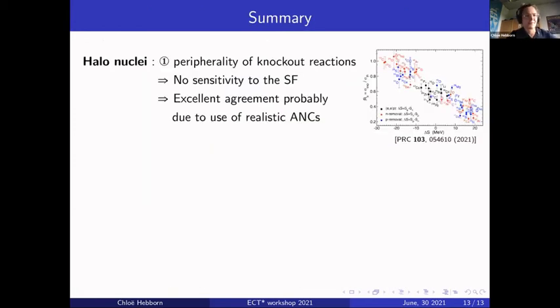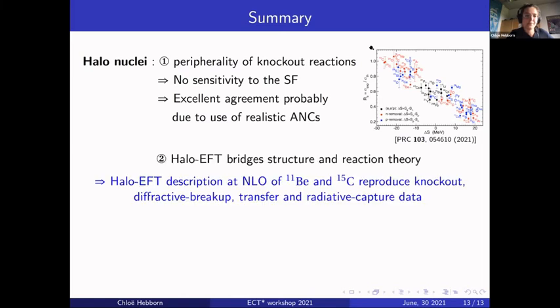So to summarize, the first part of this talk was focused on halo nuclei. I hope I convinced you that knockout reactions on halo nuclei are peripheral, so only sensitive to ANCs, and they do not probe the spectroscopic factor. And I think this is what explains this very good agreement for loosely bound nuclei. And the second main message is that the halo EFT approach bridges very efficiently structure and reaction theory. In this case, one halo EFT description of beryllium-11 and carbon-15 was able to reproduce a wide variety of data.